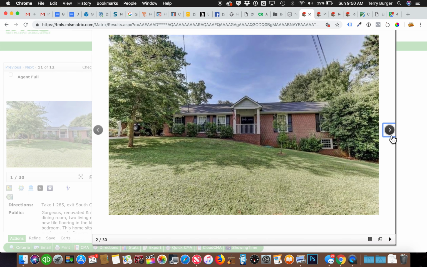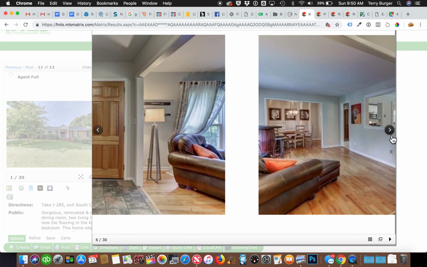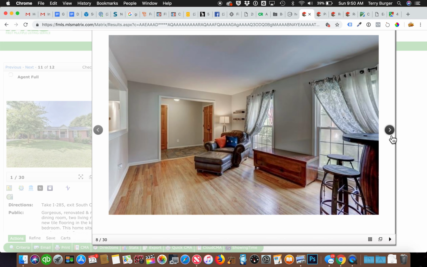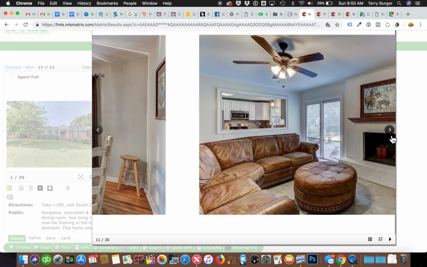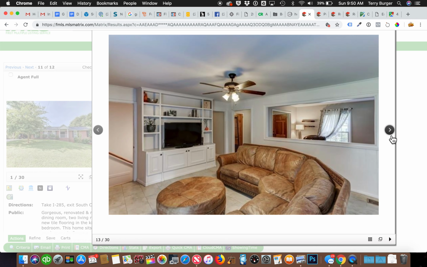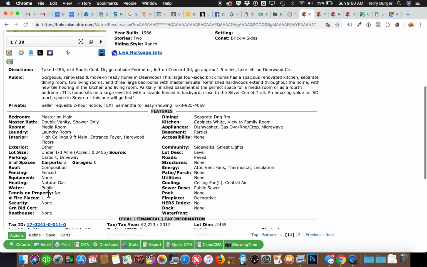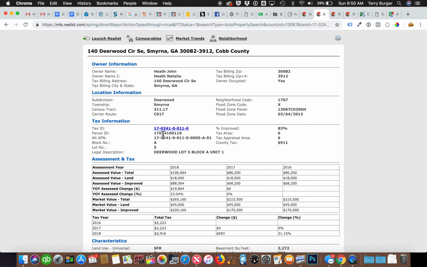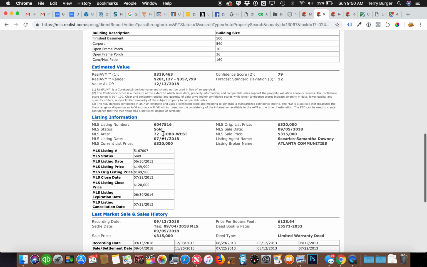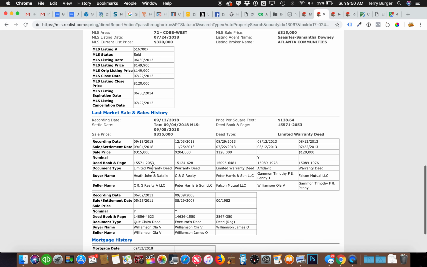There's one more. Nice property. Doesn't appear to be a flip, I don't think. How would we know if it's a flip? Well, we can go down here and look at the tax record. Most MLSs have this link into the tax record, and you can see that Mr. John Heath bought the house in 2013.